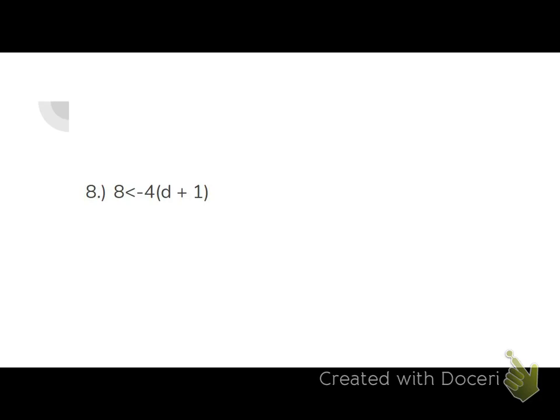What's different about number 8? There's parentheses, which means we will have to distribute. When we distribute that -4, we have 8 is less than what? Plus 4 or minus 4? Minus 4. So what did you just think about? -4 times +1. Oh, okay. A negative times a positive is a negative. 4 times 1 is 4.